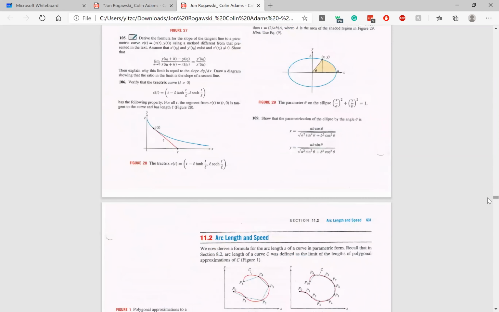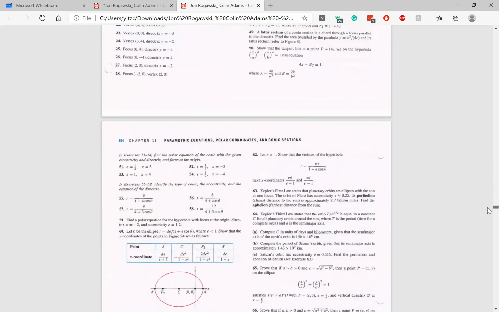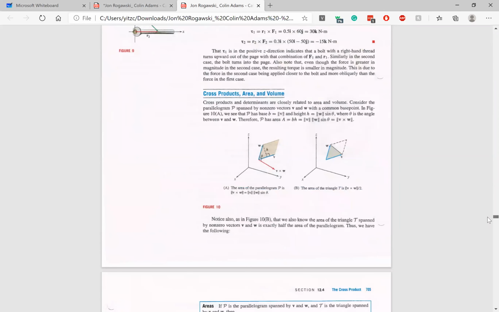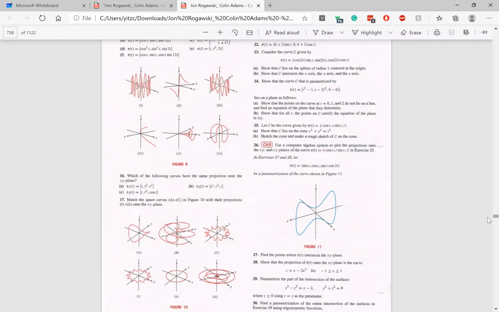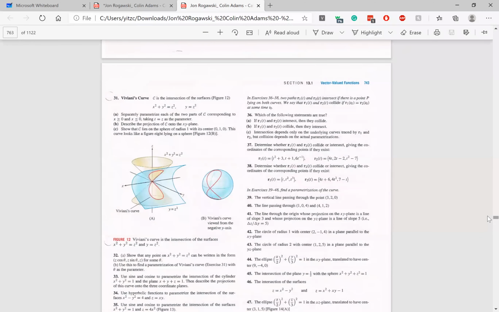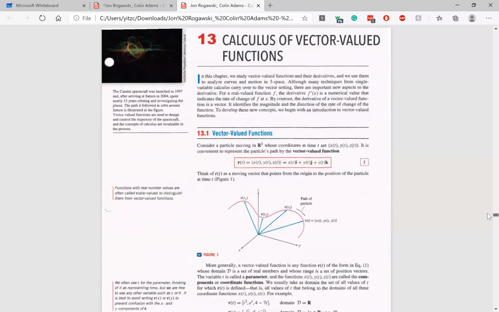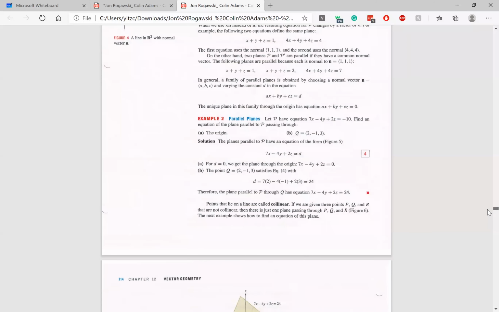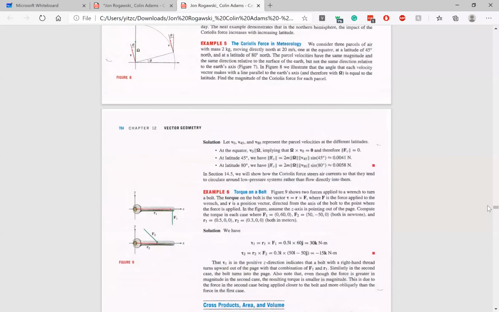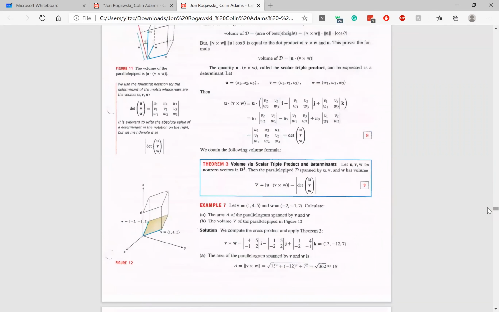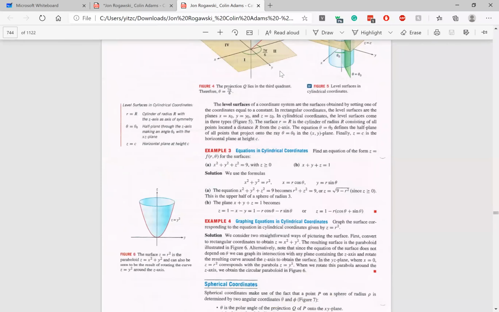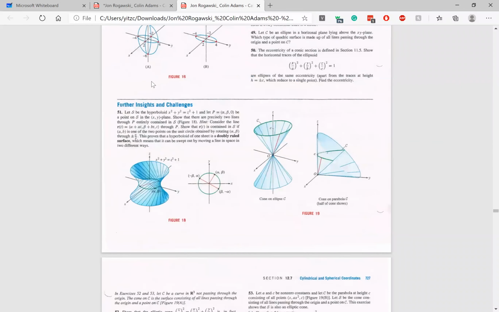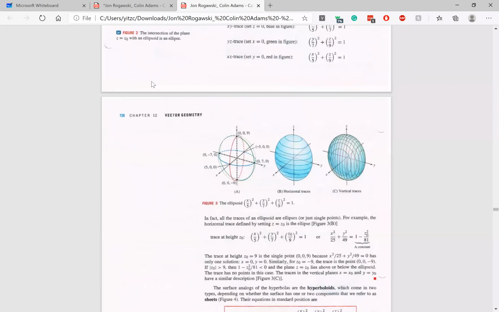So, one second. Here. Nope. Okay, this is planes, so it should be fairly close. Sorry. Okay, here. Okay, I missed it again. Sorry. Here.